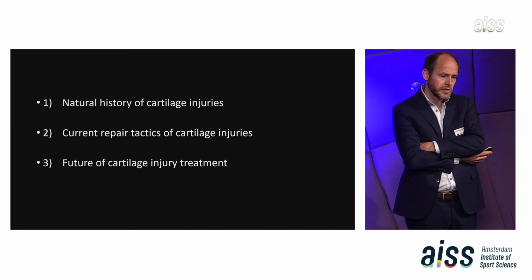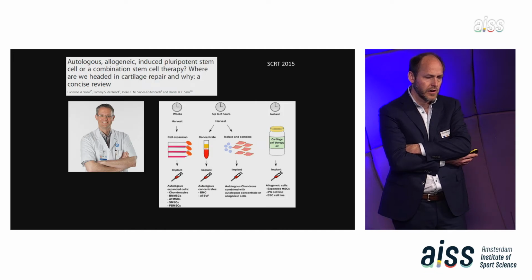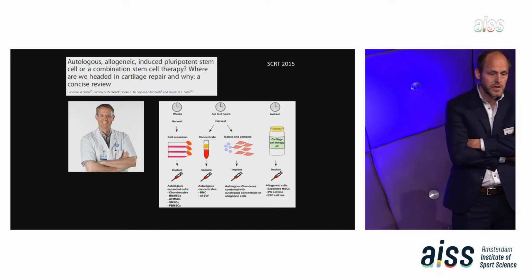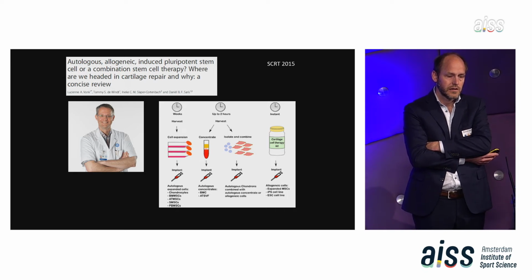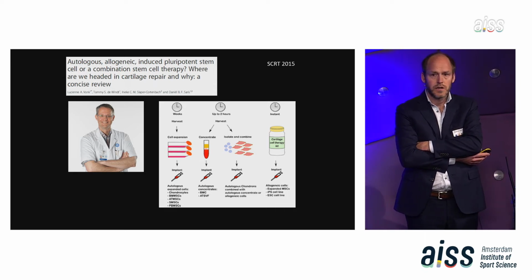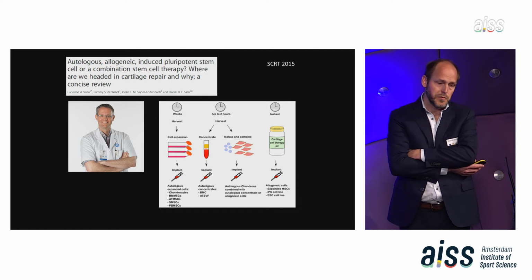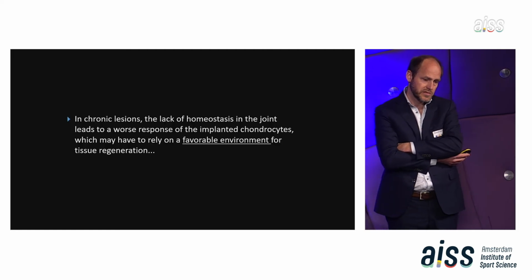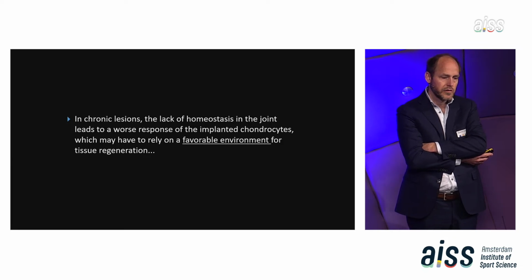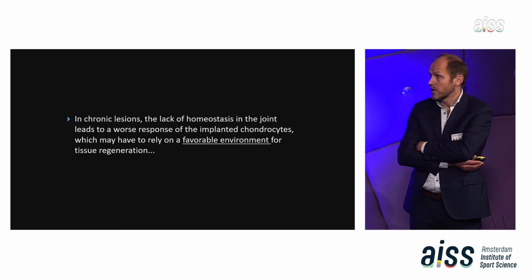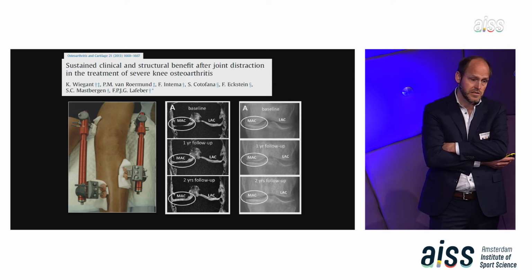And where's the future? I don't know if it's in other cells, other cell theories, or combinations. Probably it's in combinations and creating the entire environment for local therapies or cell therapies to be more successful. Going back to the homeostasis, how do we create the overall favorable environment? And I think that's where the holy grail is for cartilage lesions.